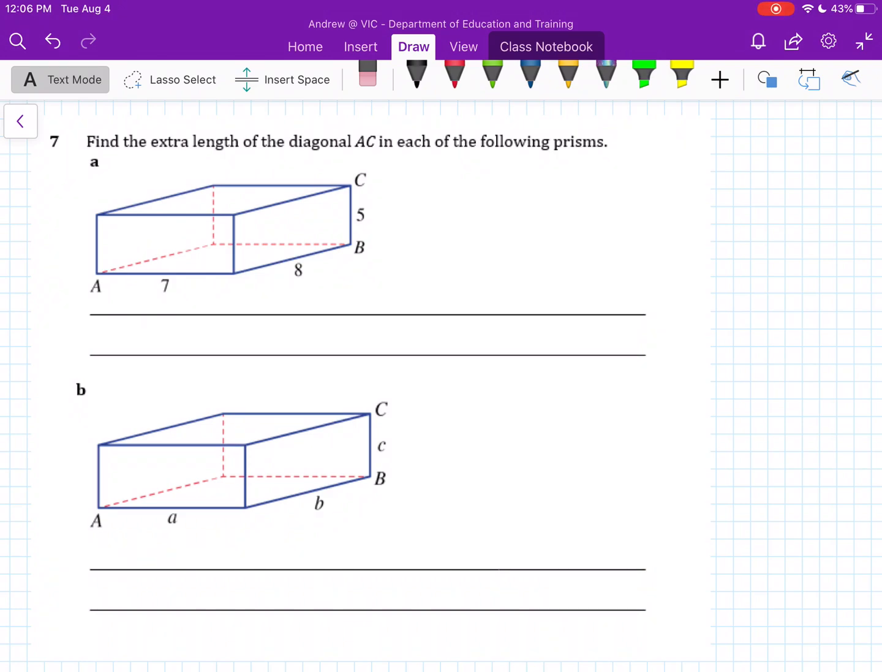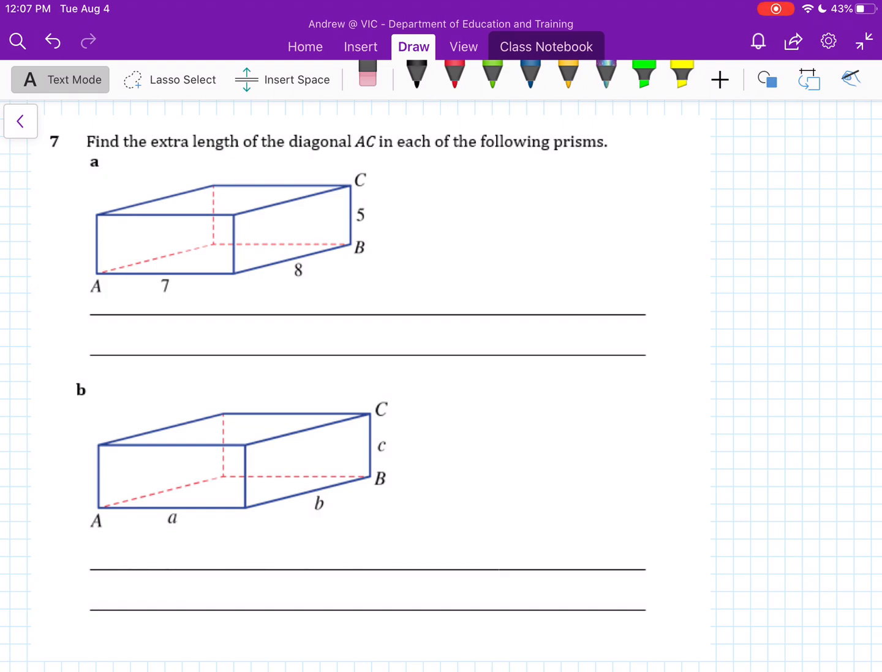G'day, so in this video we're going to be looking at finding lengths of diagonals in prisms. Okay, so we've got two rectangular prisms here. One we've got numbers in, the other one we've just got letters representing the side lengths. So we're going to work out how to do this. So first we'll just go with how we actually work it out with numbers.